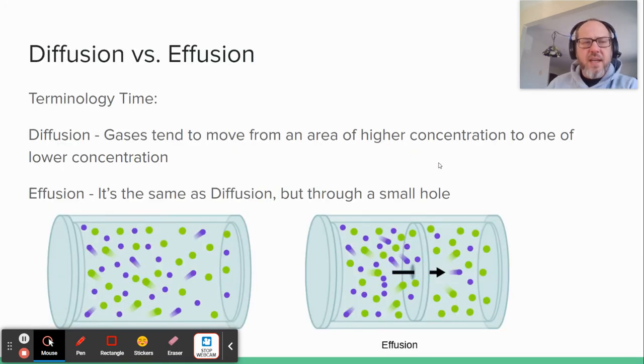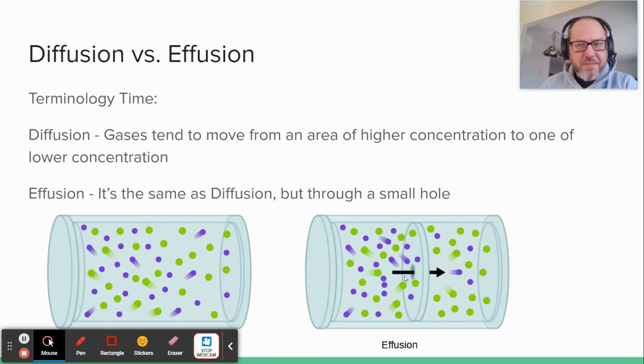There are a couple of terms that we use when we're talking about gases: diffusion versus effusion. Gases diffuse, as in they move from an area of high concentration to low concentration, because that's the way that gases work. That's the way everything works, right? You've learned this in biology. We've done this in chemistry. But we're differentiating now between the terms diffusion and effusion. Effusion is the exact same concept: gases move from an area of high concentration to an area of low concentration. But in effusion, you're doing it through a small hole.